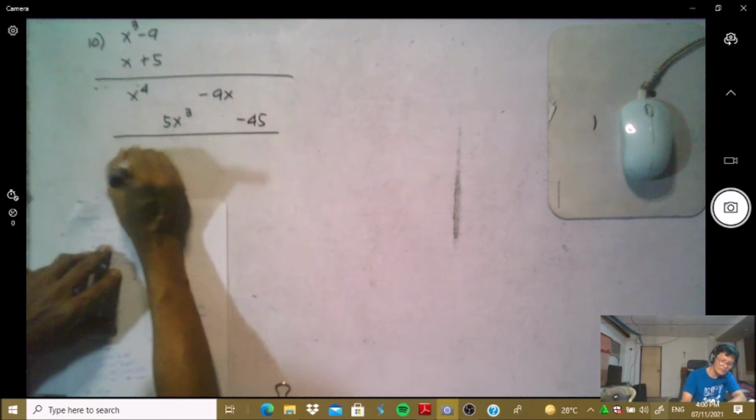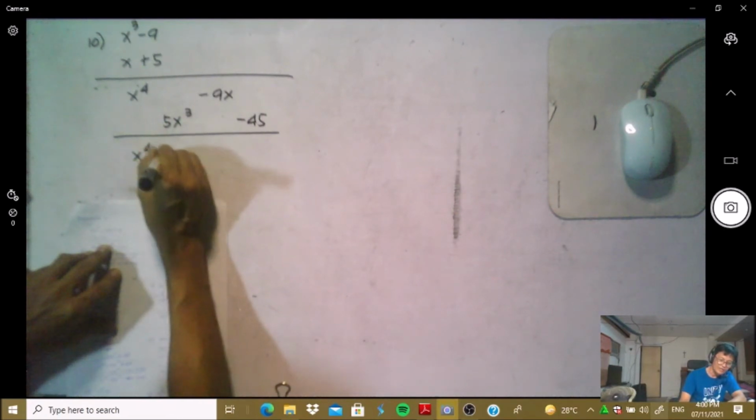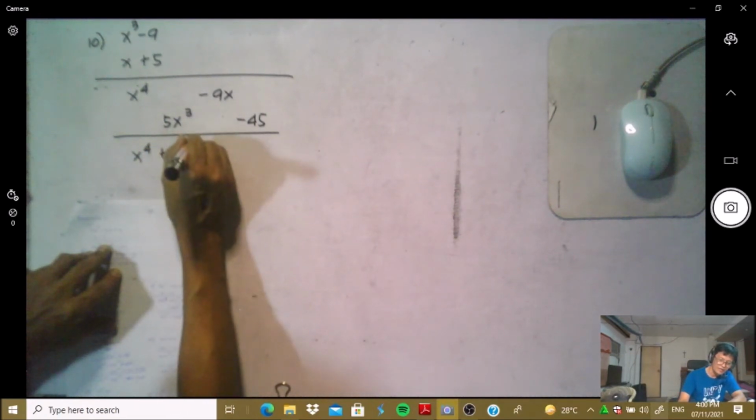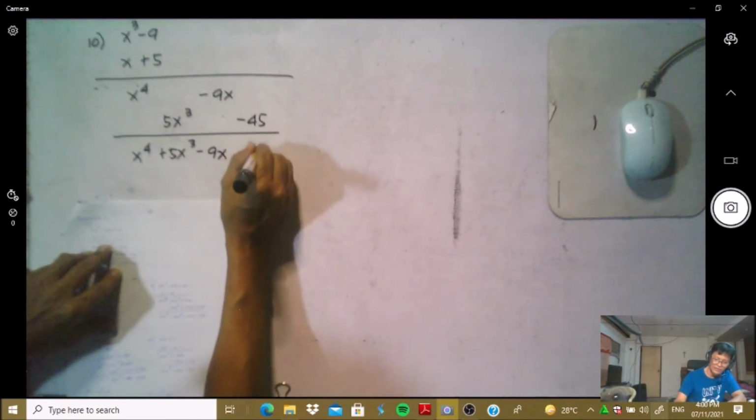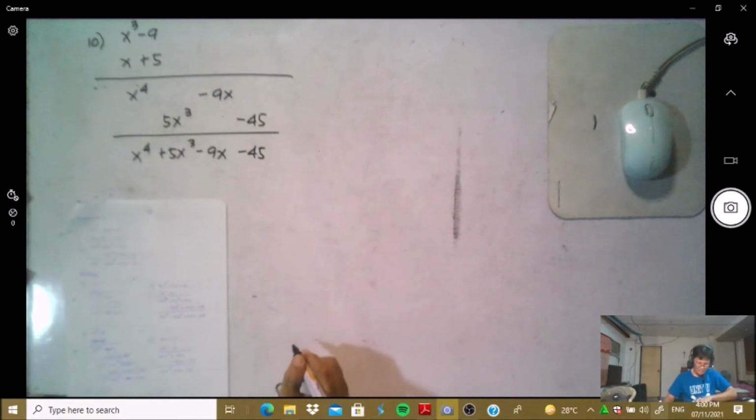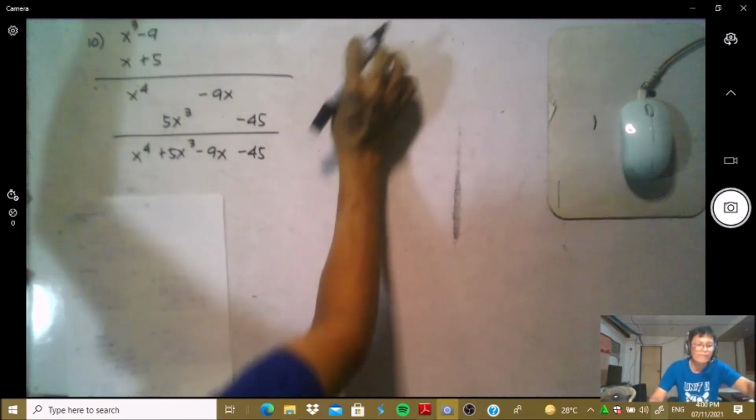Then we can now add. So we have x to the fourth plus 5x cubed minus 9x minus 45. And our answer is x to the fourth plus 5x cubed minus 9x minus 45.